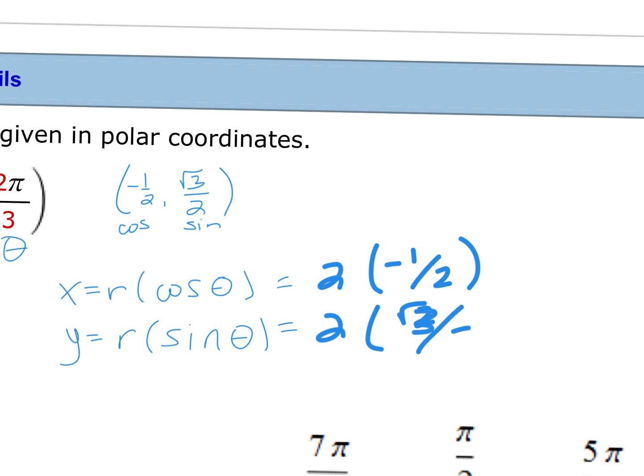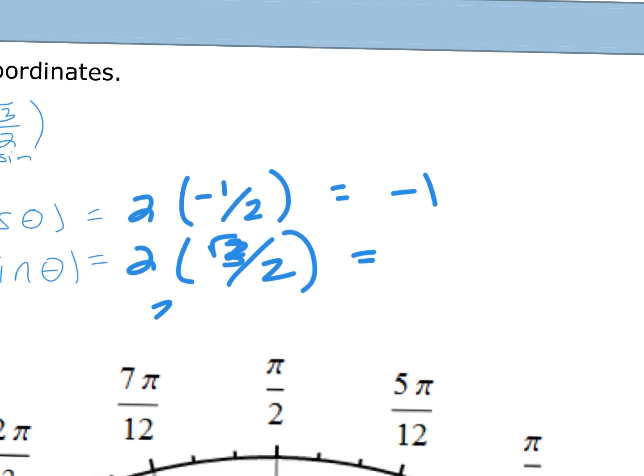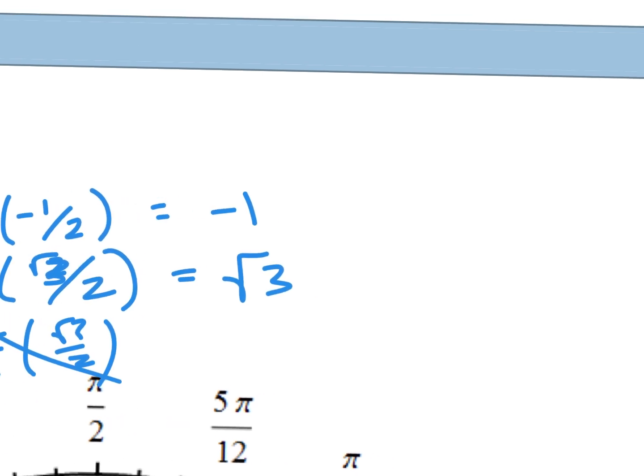So when you multiply 2 times negative 1/2, what do you get? Negative 1, good. And when you multiply 2 times root 3 over 2, what do you get? Think about it. 2 over 1 times the square root of 3 over 2. What happens to the 2's? They cancel. So what's your answer here? Just the square root of 3. So write that as an ordered pair. If you're converting to an xy rectangular point, it's the x value, so negative 1, comma, the y value, square root of 3.